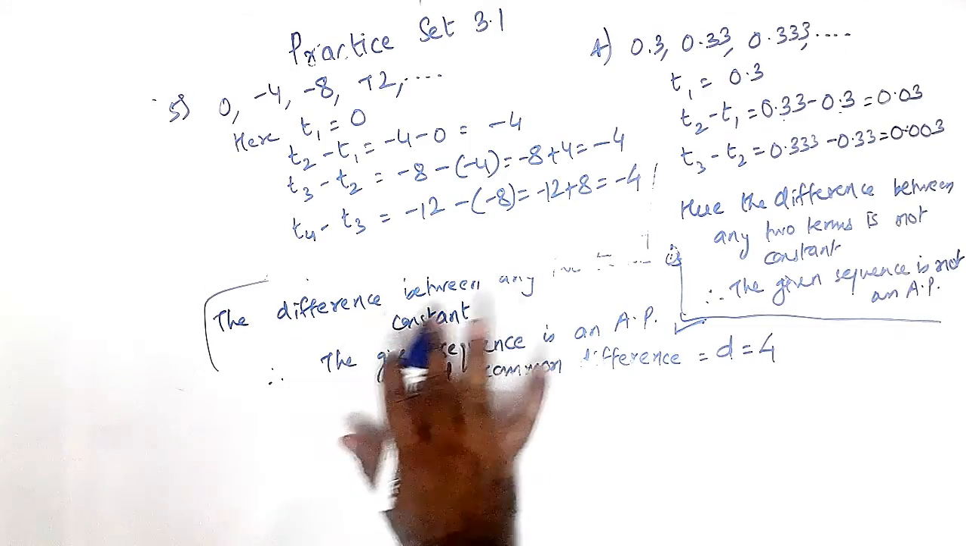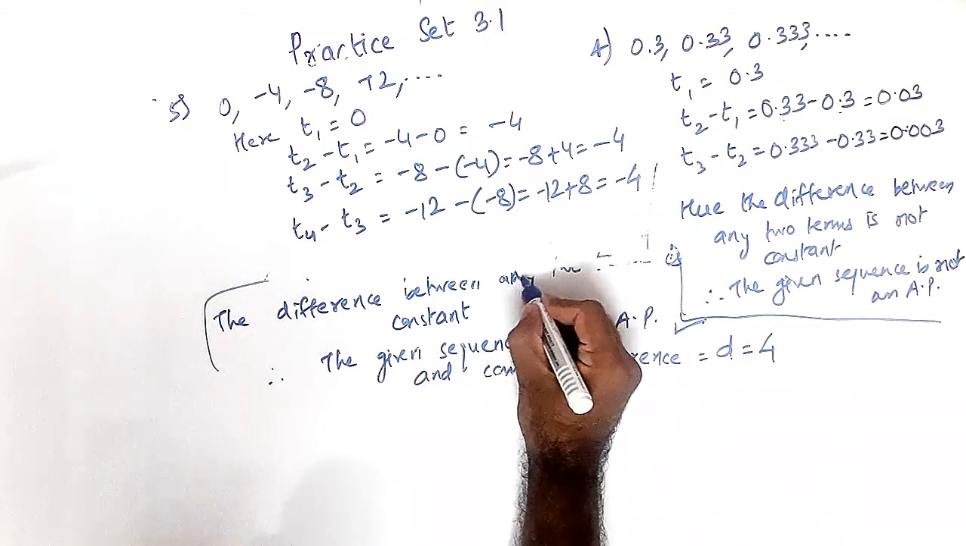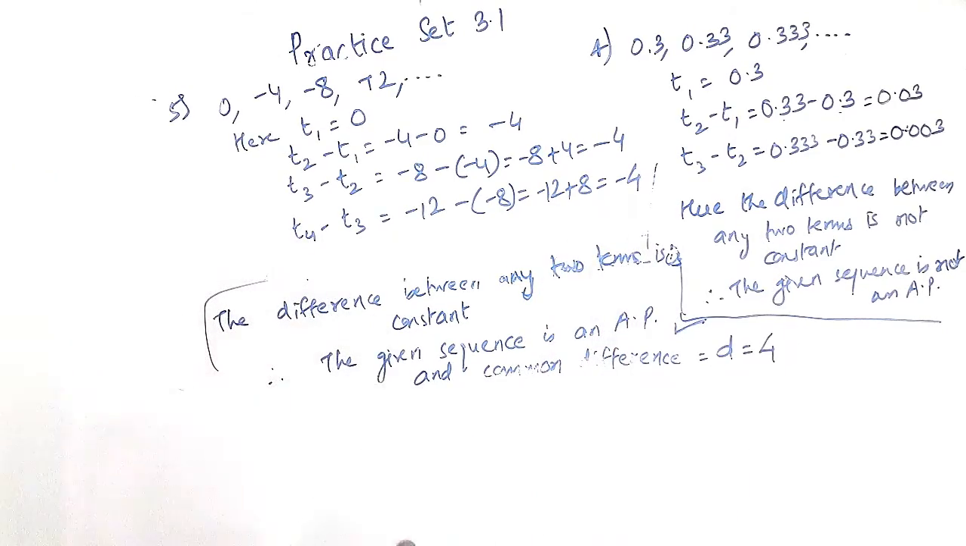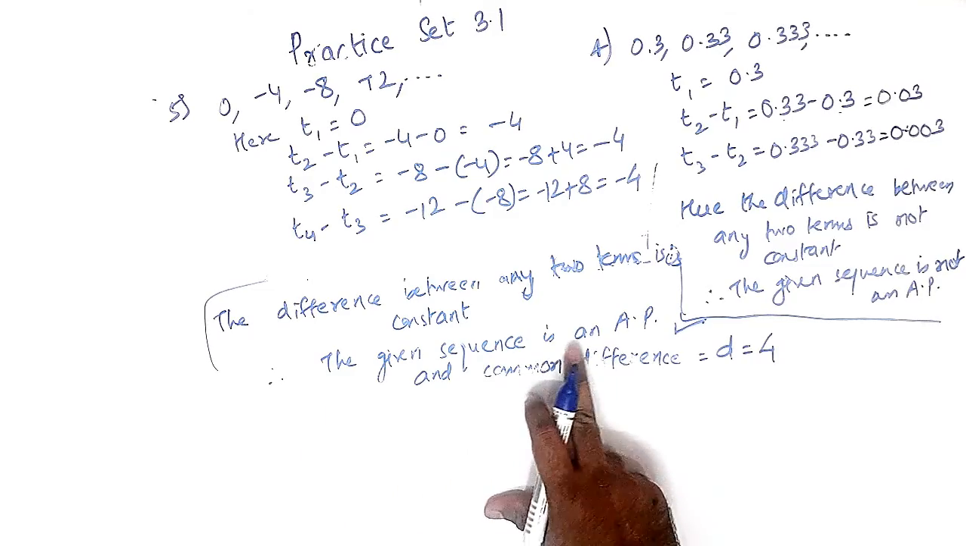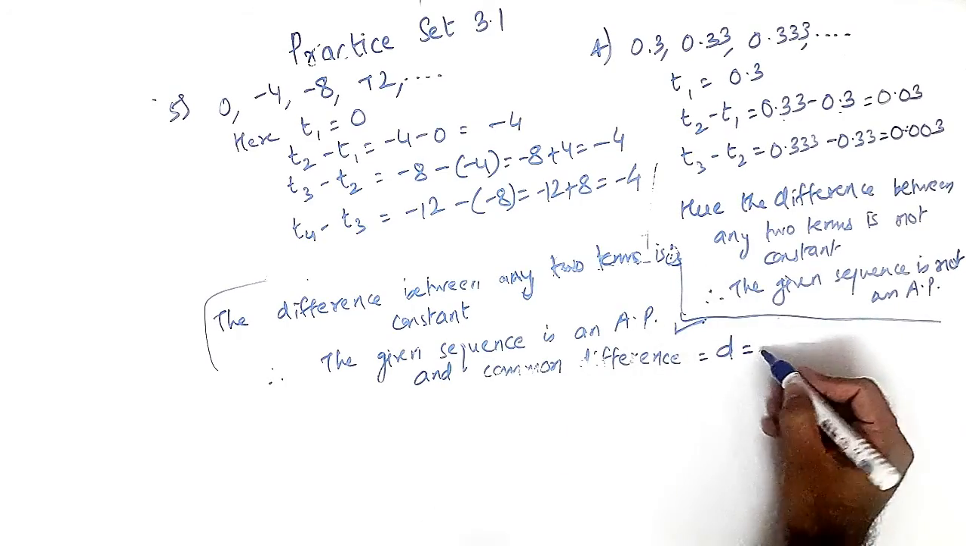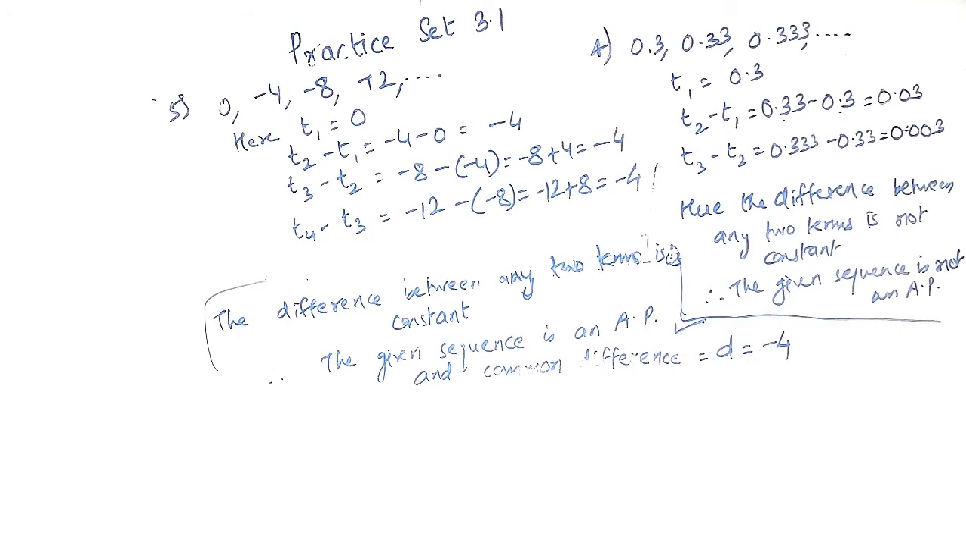Okay, so the difference between any two terms here is constant. Correct? So the given sequence is an arithmetic progression and the common difference D is equal to minus 4. Okay, so I hope so. Now it is very much clear to you how to classify which is an arithmetic progression and which is not. Only thing is you have to check the common difference. The common difference, if you are getting constant, simple, it is an AP, it is an arithmetic progression.